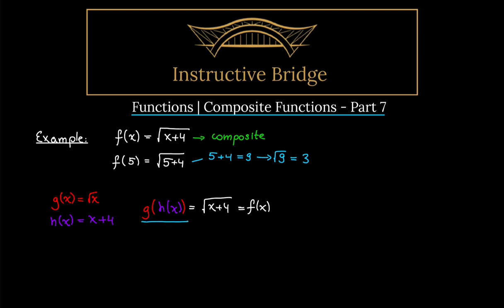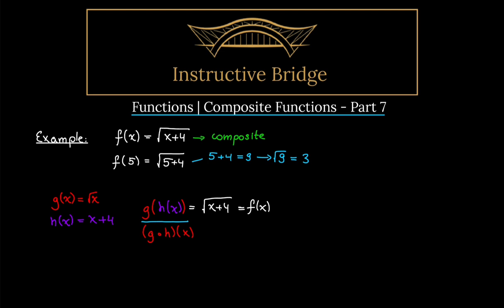This notation here on the left-hand side denotes a composite function. Another way which this can be written is g small circle h and then of x. You have to read this from right to left, however, because you plug in h into g.